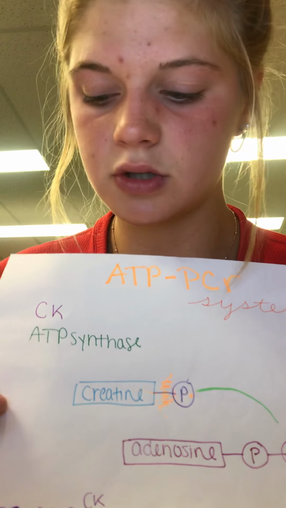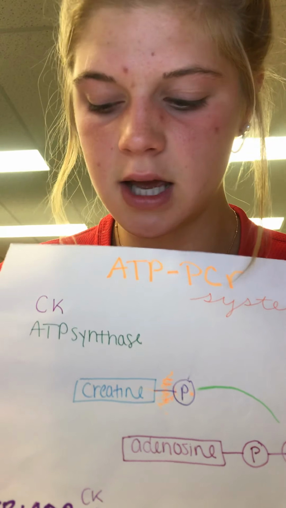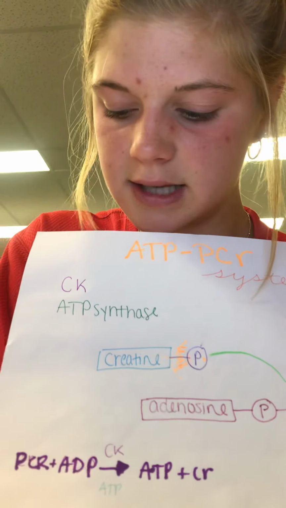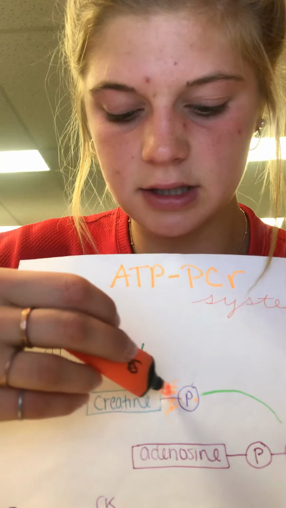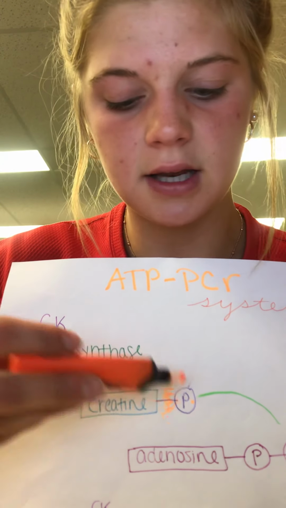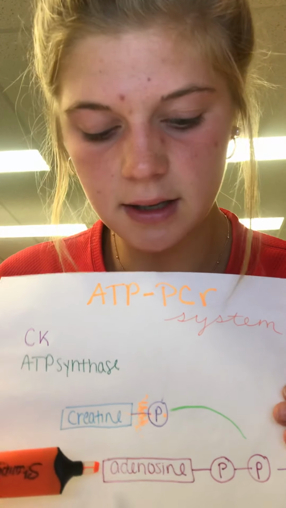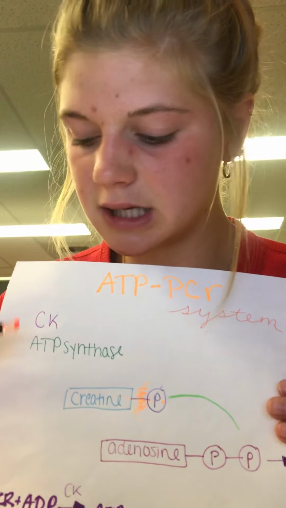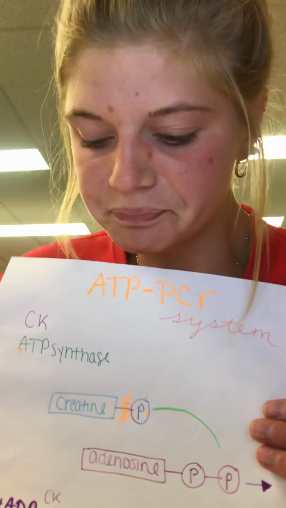So the first thing we have is the PCR, which is creatine phosphate, and that gets broken down through this enzyme of creatine kinase. And so it breaks this right here, so there's a free phosphate and a free creatine. This phosphate is then going to come onto the adenosine diphosphate, and then it's going to become ATP, but it can't be done until we use this enzyme of ATP synthase to make that ATP.